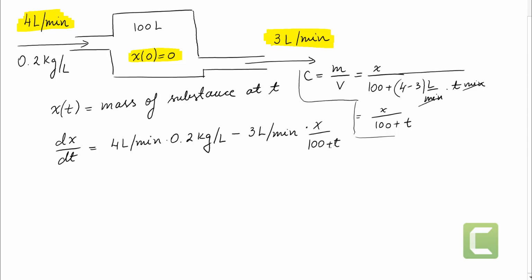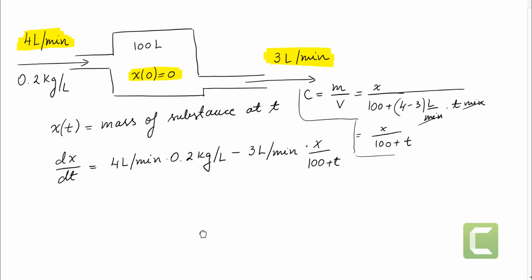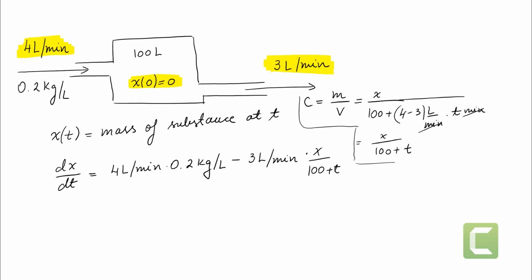And I can have the discussion in case, for example, we had a problem where we started with 4 liters per minute, but what went out would be 5 liters per minute. Then the difference would be that our concentration would be x over 100 minus t, because we would have after 1 minute 99 liters left. So that's just for discussion. So I'm going to erase this because that's a totally different problem.